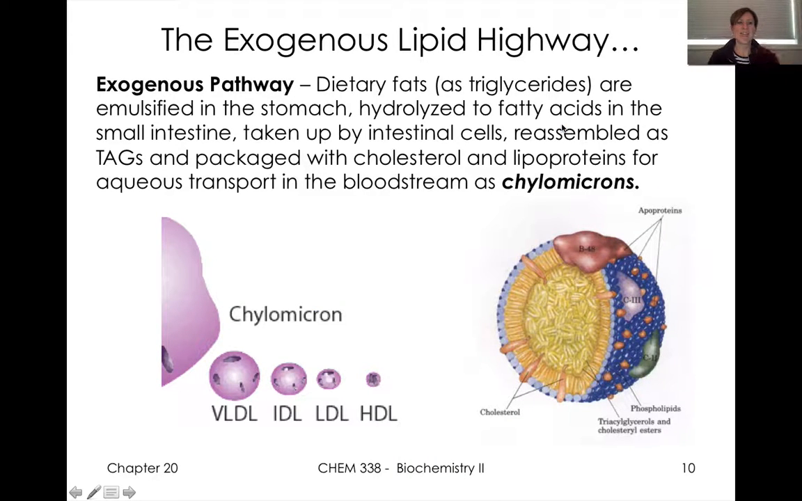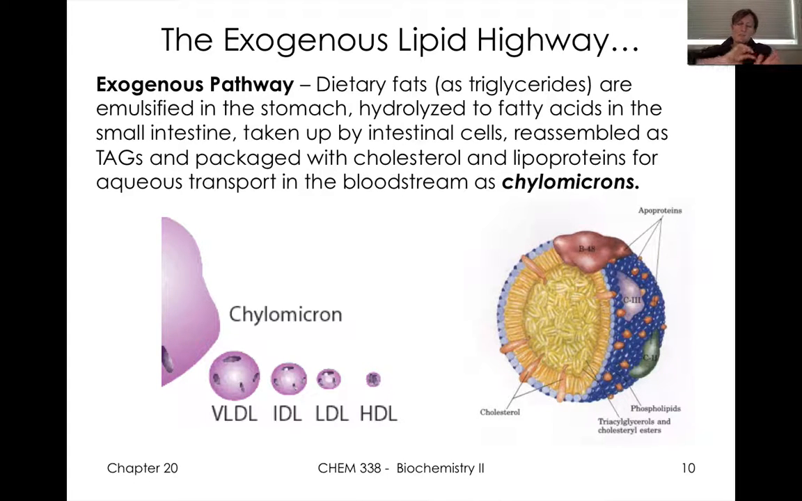And again, this exogenous pathway is how we take dietary fats, these triglycerides that we consume in our diet. We emulsify them in the stomach, we hydrolyze them into free fatty acids, and in the small intestine they're taken up by the intestinal cells, complexed with our fatty acid binding proteins, repackaged as triglycerides, and then also complexed with cholesterol, and made into these giant water-soluble lipoproteins that we can transport in our bloodstream.